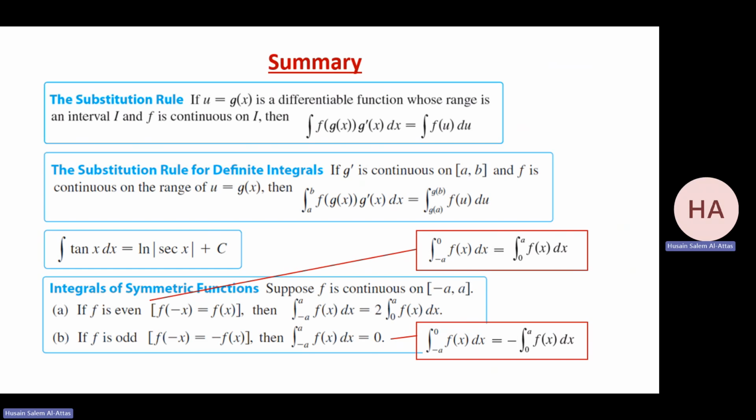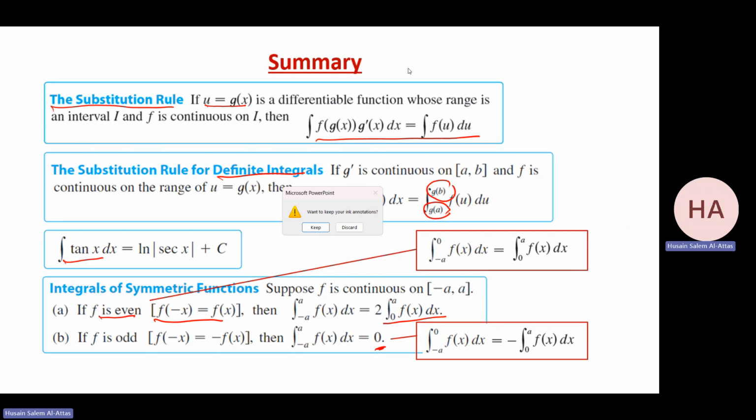This is just a summary of what we did in section 5.5, the substitution rule. Let u equal g of x, change the integral into something you can do. For definite integrals, also change the limits. We did the tan and secant. This is for the even: if the function is even, the integral from minus a to a is double the integral from 0 to a. If it is odd, the integral from minus a to a is 0. And they have this relation, as I did in the graph: the integral from minus a to 0 is minus the integral from 0 to a.